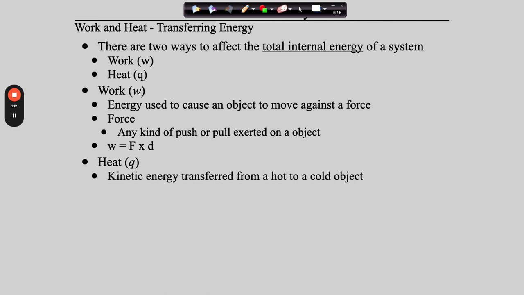When the gas molecules and the water molecules run into each other, with just glass in between, the gas molecules slow down and the water molecules speed up. Is that okay? You sure?